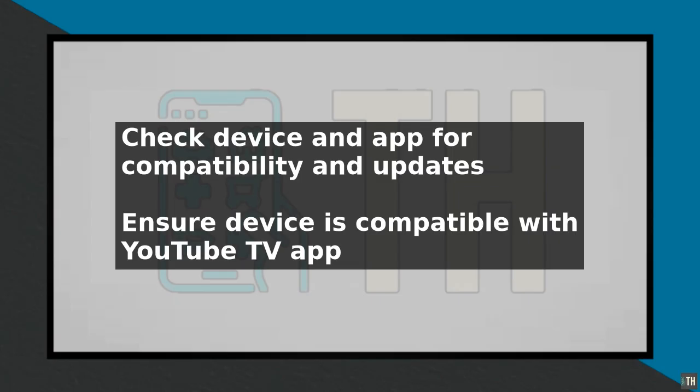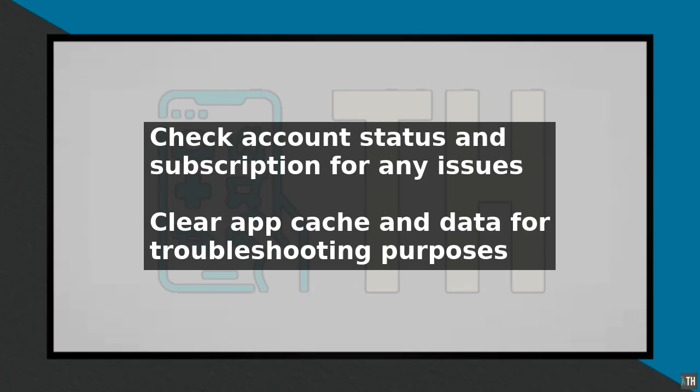Remember to provide them with as much detail as possible about the issue you are experiencing, including any error messages you may have seen. By following these steps, you should be able to troubleshoot and fix the issue with YouTube TV not playing live TV. Always ensure your internet connection is stable, your device and app are up to date, and your account is in good standing to avoid any issues with streaming live TV on YouTube TV.